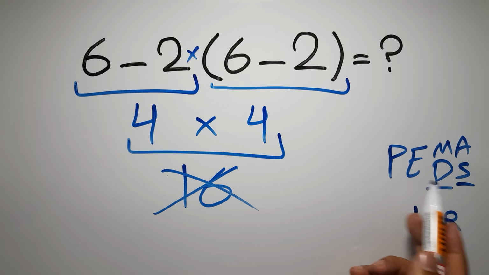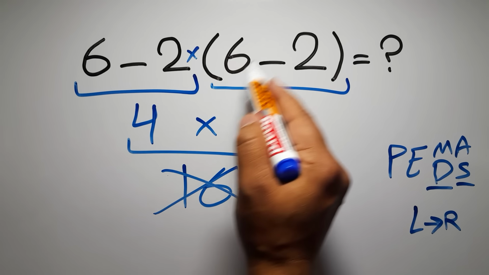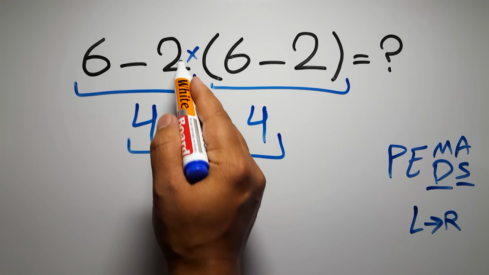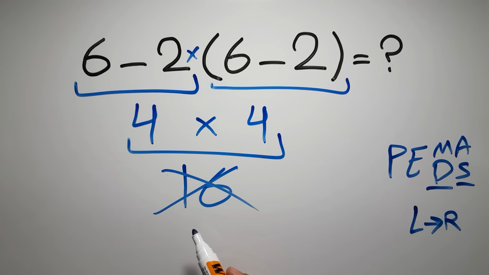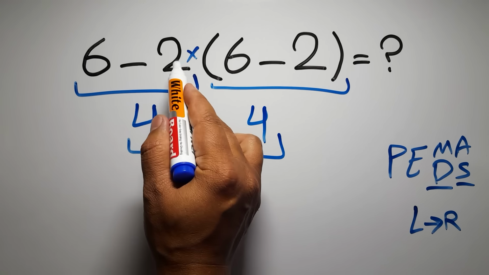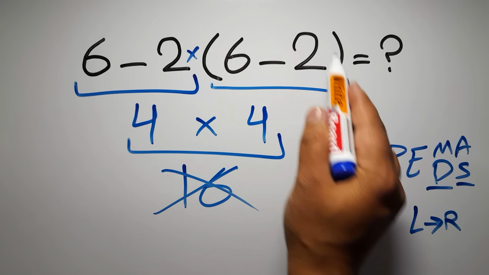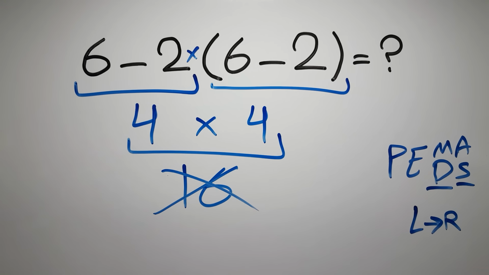So here, according to the PEMDAS, first we have to do this parenthesis, then this multiplication, and finally this subtraction. If we do this subtraction before this multiplication or this parenthesis, it is wrong.